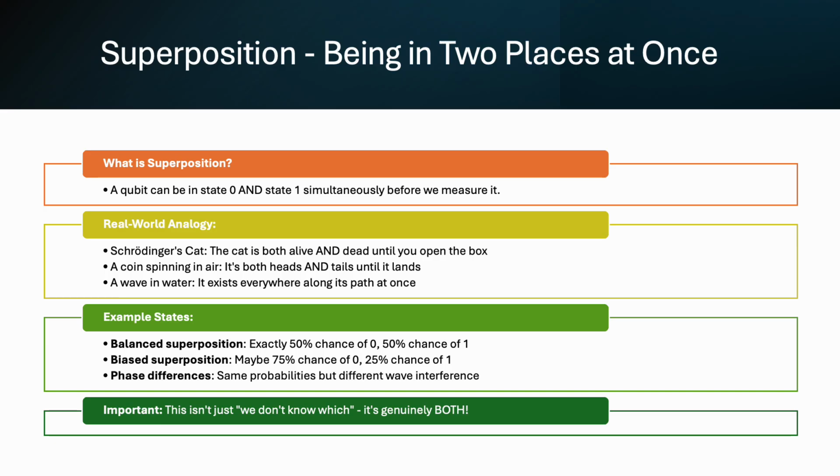There is also something called phase difference, which affects how quantum states interfere with each other. This is crucial for quantum algorithms, which use interference to amplify correct answers and cancel out the wrong ones. Superposition is what gives quantum computers this parallel processing power. So the importance is that this is not just we don't know which, it is genuinely both when we are looking at this example.